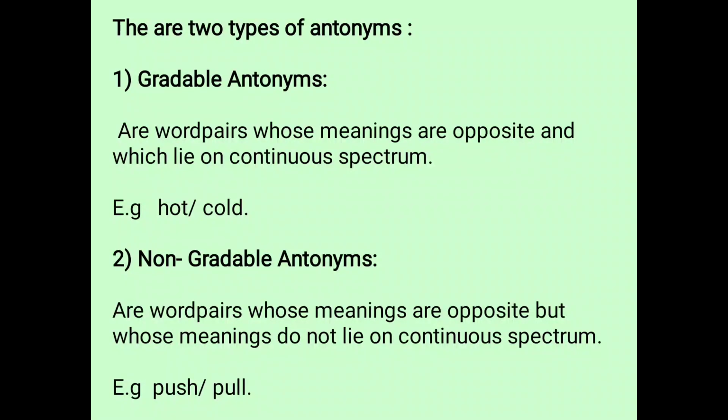Then there are two types of antonyms, gradable antonyms and non-gradable antonyms. So, what are gradable antonyms? Gradable antonyms are the word pairs whose meanings are opposite and which lie on a continuous spectrum. For example, hot and cold. The second type of antonym is non-gradable antonyms, and these are those word pairs whose meanings are opposite but whose meanings do not lie on a continuous spectrum. For example, push and pull.